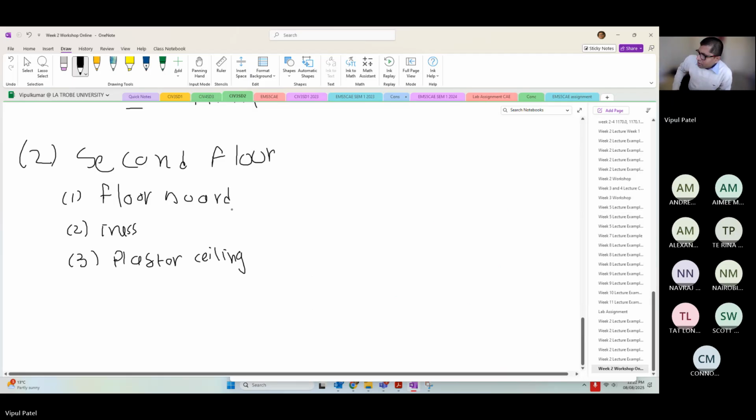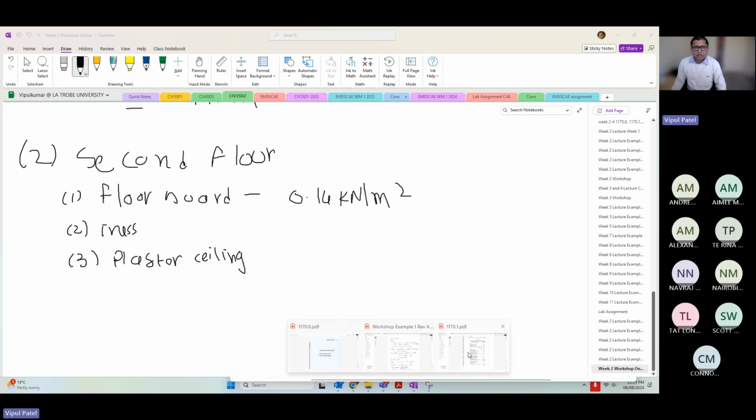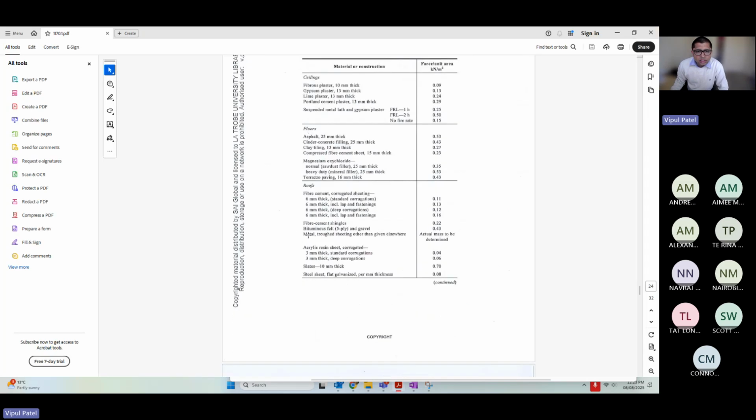That's what we have. Again, we can use suppliers here. The supplier is going to say that it is 0.14 kilonewton per meter square. We can also look at the Australian standards to look at the flooring and roof.